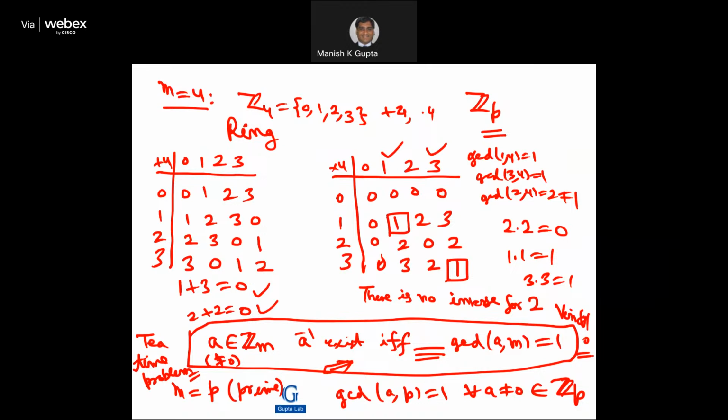Of course, how will you prove it? Any idea? You can start with this side: suppose GCD of A and M is 1, try to show that there exists an element B such that A into B is equal to 1. If GCD of A and M is 1, there exist integers P and Q such that AP plus MQ is equal to 1. Remember the elementary number theory result? Then you use that result to find the inverse, which is straightforward. Similarly, you can show the other way. So I'll leave it to you as a tea time problem.